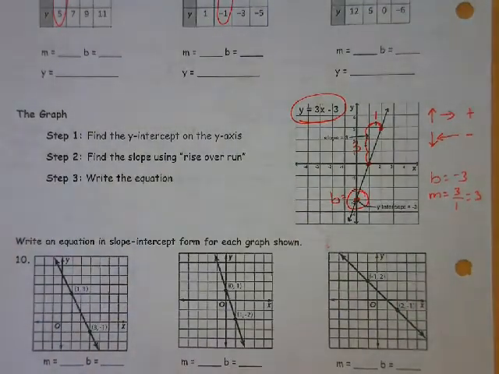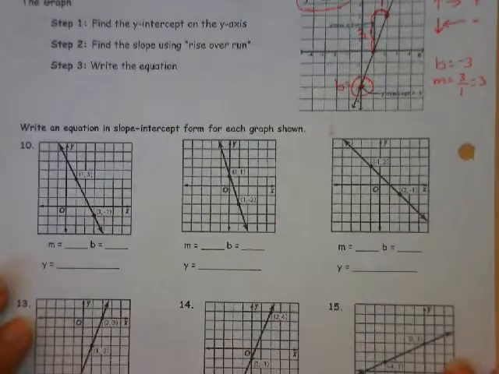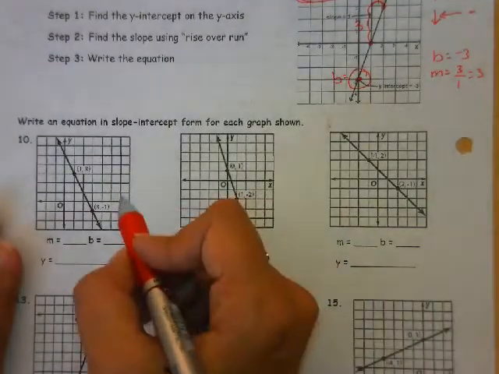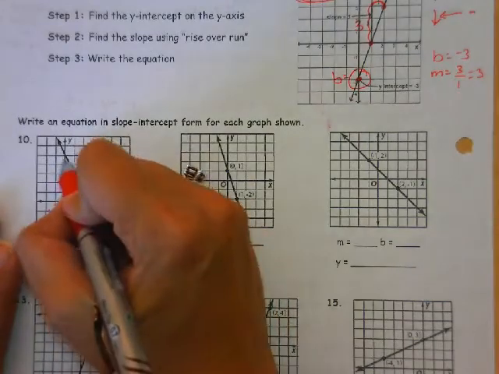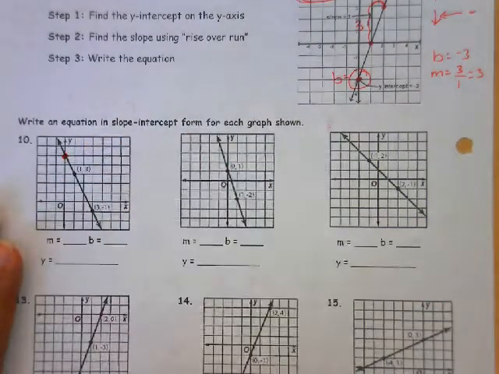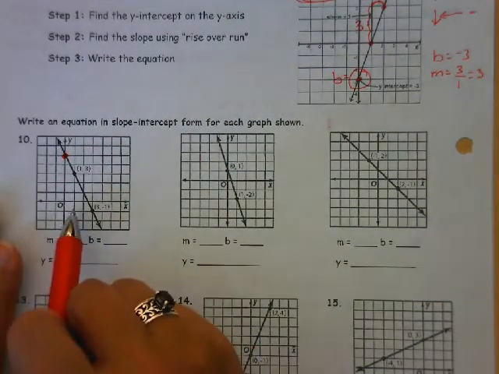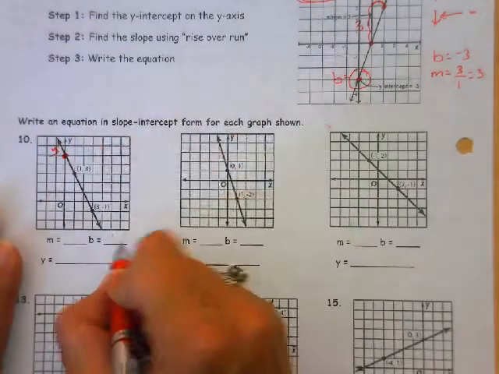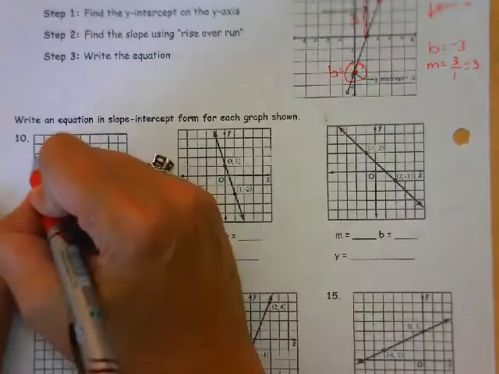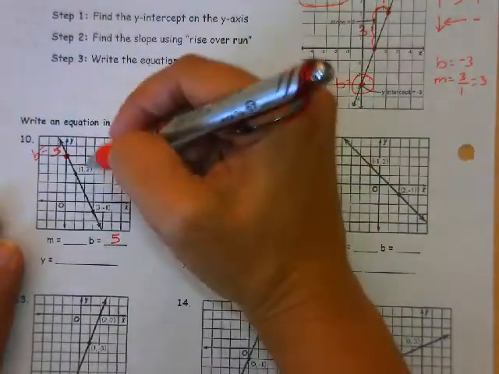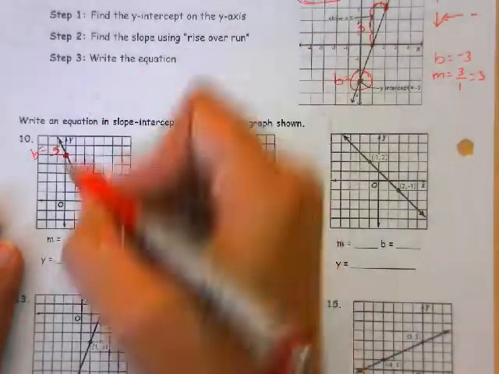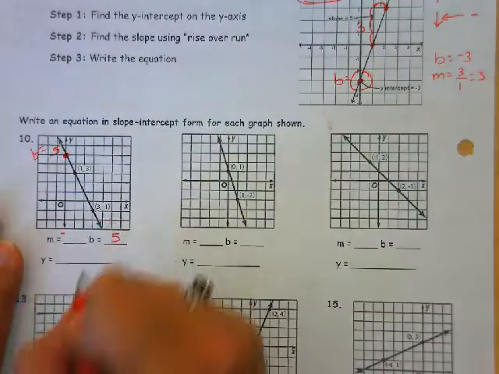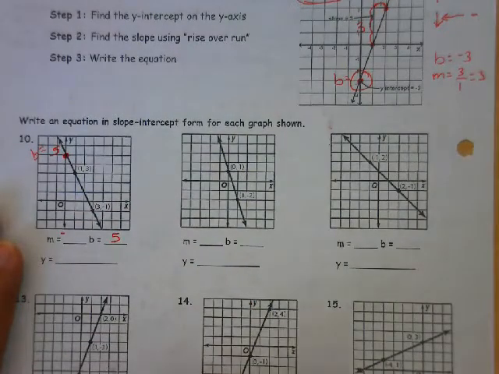So we're going to practice this down here. On number 10, I like to start with my y-intercept personally. So I'm going to go ahead and count 1, 2, 3, 4. This is positive 5. This is my b value. And notice my slope is going down. When we did rate of change, aka slope, I know this is going to be a negative slope.